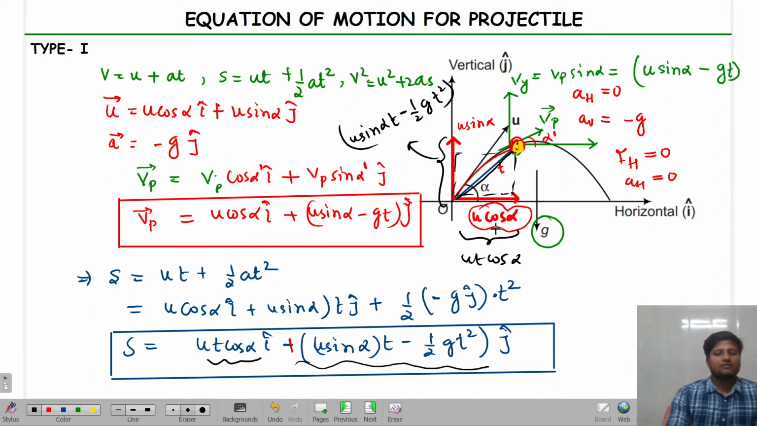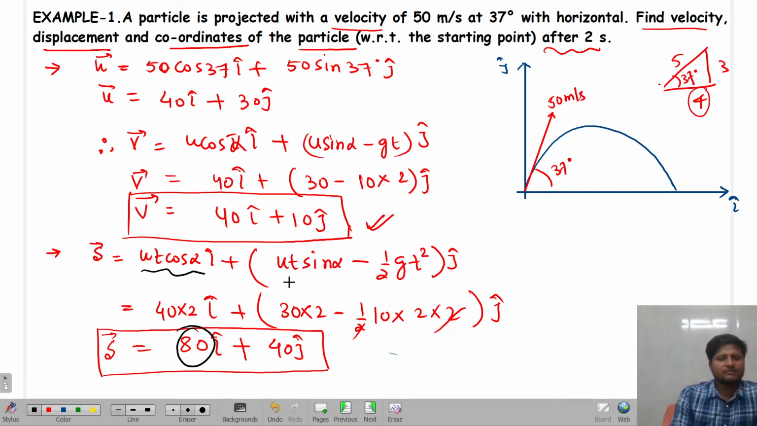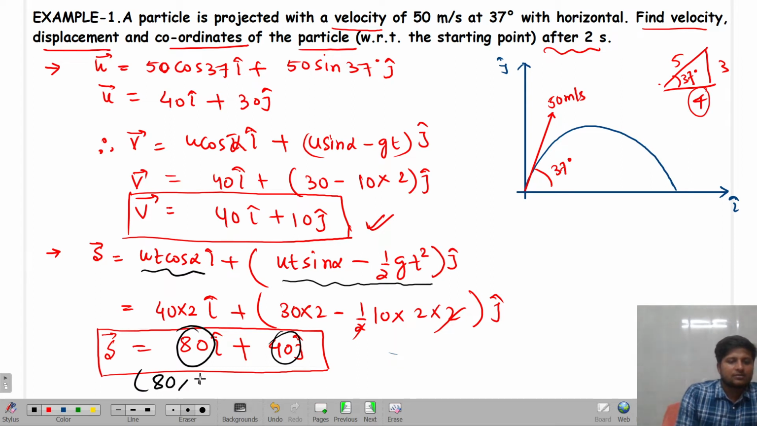So when you are aware of these two values, you are aware of the coordinates. Now comparing over here, what is the value of u t cos alpha? 80. What is the value of u t sin alpha minus half g t square? That is 40. So if someone asks you the coordinate of the particle after 2 seconds, that is equal to 80 comma 40. Simple. Yes or no? Are you able to get it or not?